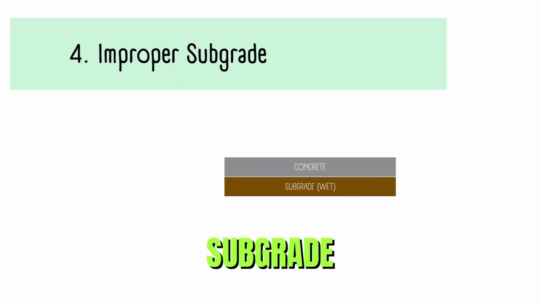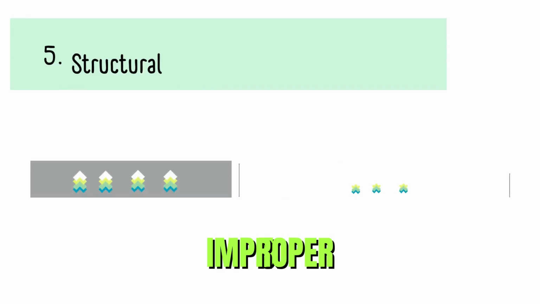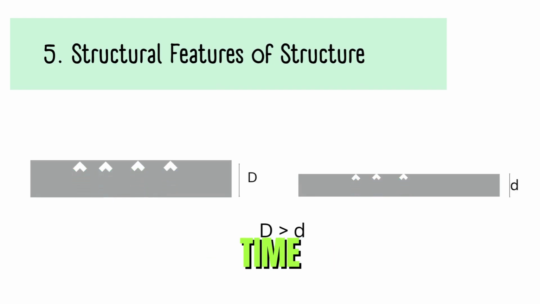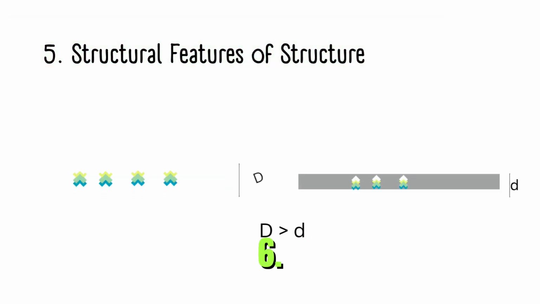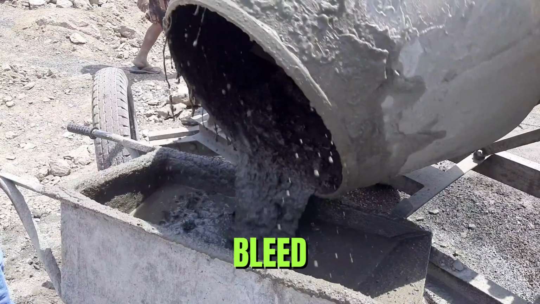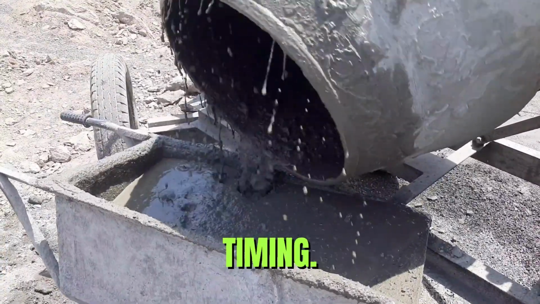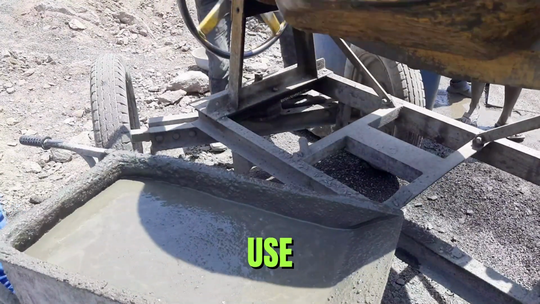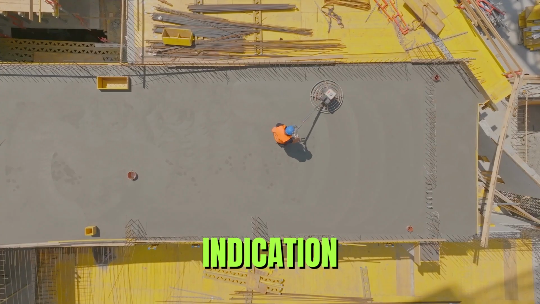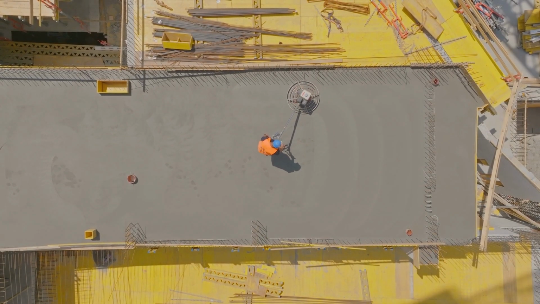4. Improper subgrade conditions. A cool subgrade delays setting at the bottom, while the top surface dries faster, creating a false impression that finishing can begin. 5. Structural thickness. Thicker concrete sections take longer to set, allowing more time for air and bleed water to rise. 6. Improper concrete mix. Mixes with low cementitious content bleed excessively, delaying proper finishing timing. 7. Improper use of air entrainment. Insufficient air entrainment reduces bleeding and creates a false indication that the surface is ready for finishing.